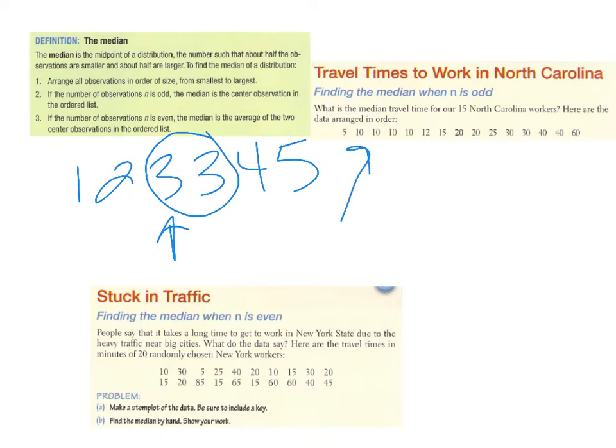So looking here, it's asking us to calculate the median for these 15 North Carolina workers. They already put the data set in order for us. Well, there are 15 workers, so this is an odd set. So our median would be right here at 20, where I have 7 values to the left and 7 values to the right. Not necessarily above and below. You'll notice right here I have a value of 20.